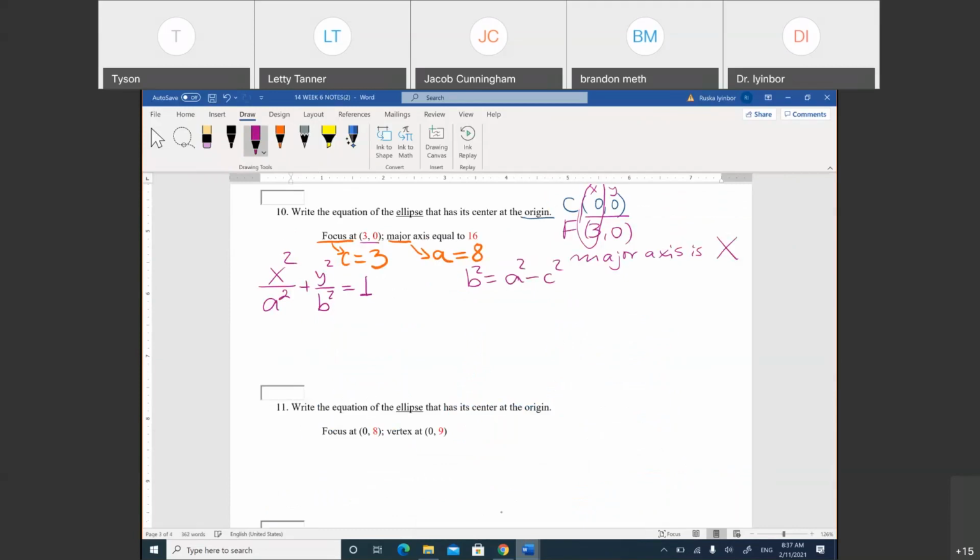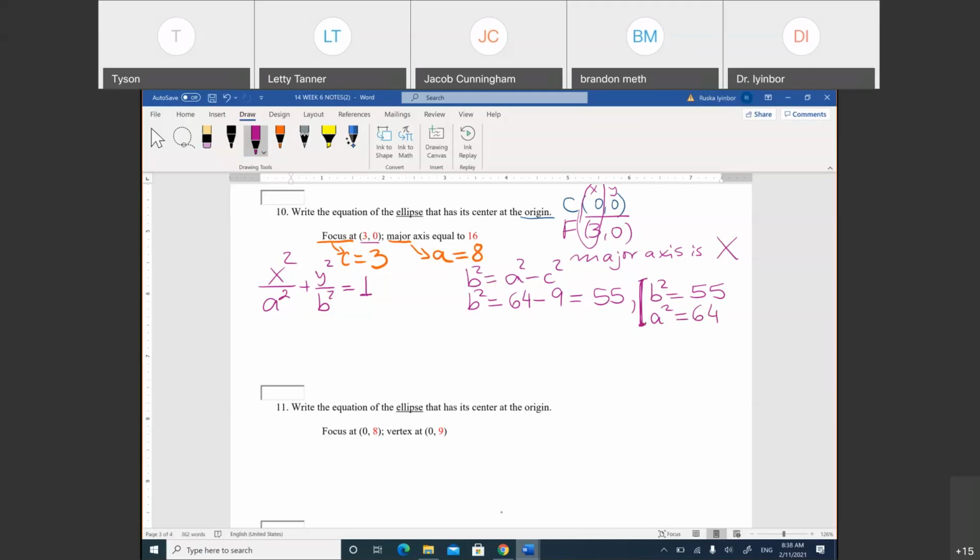Okay, and then plug in the numbers I have. So B squared is what? 8 squared, so 8 times 8 is 64, minus 3 times 3 is 9. When I subtract those, I get 55. Okay, so B squared is 55. What is A squared? A is 8. 8 times 8 is 64. So I have A squared and B squared, and these are the numbers I'm going to plug into my formula to get my final answer.